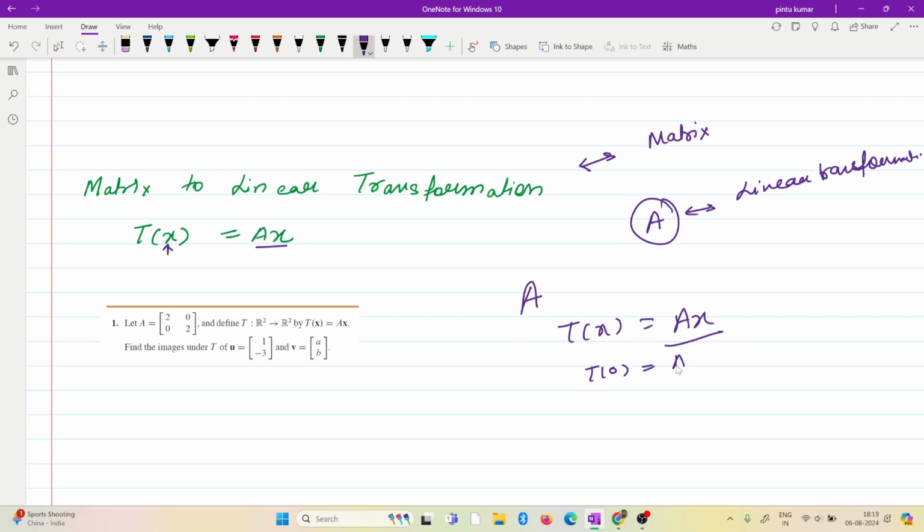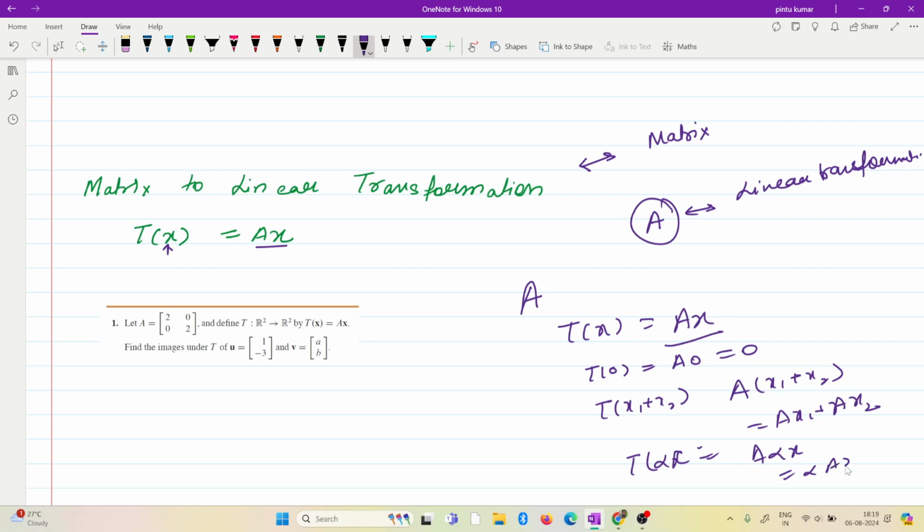T of 0 would be A times 0, which would be 0, right? Then you will have T of x1 plus x2. This is A of x1 plus x2. You can split it, so it would be A of x1 plus A of x2. You can similarly prove it for alpha x also. This is easy to see. This is alpha times A of x. So this is a linear transformation.